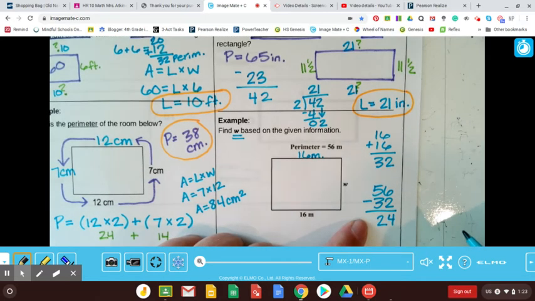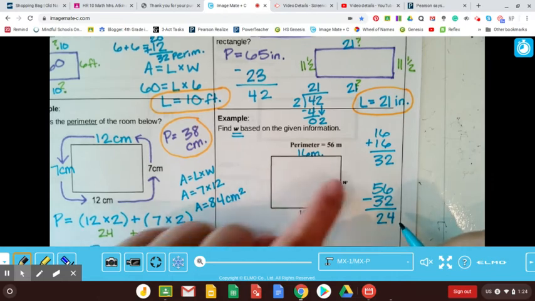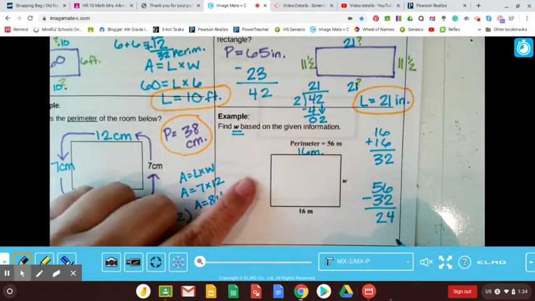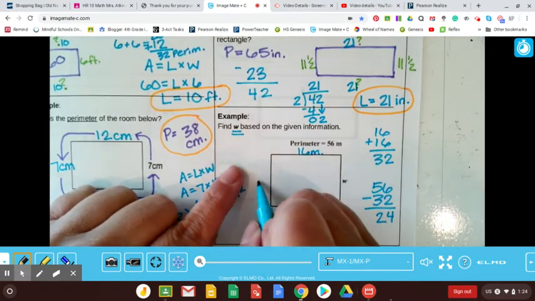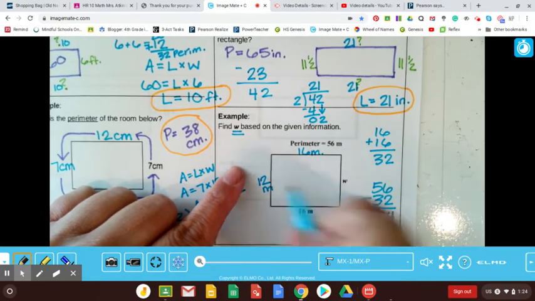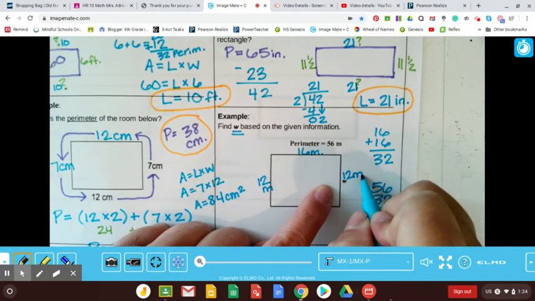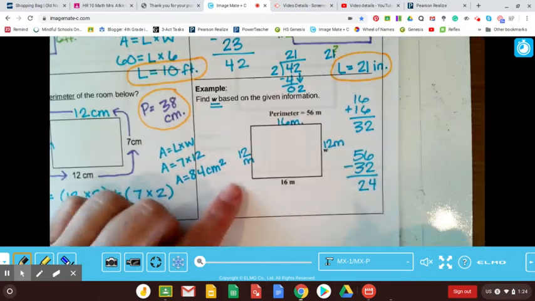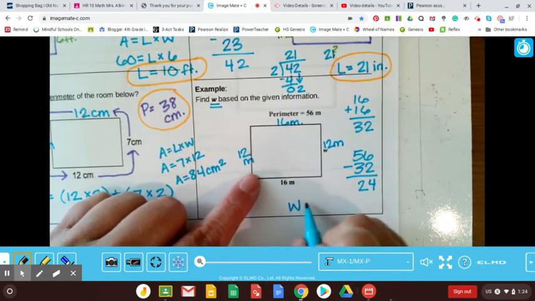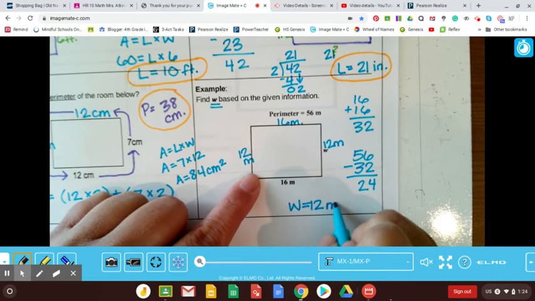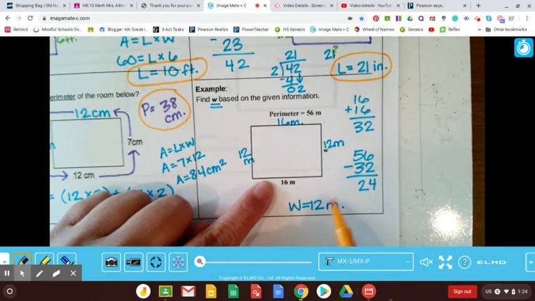Now I have one last step. I need to divide 24 by 2, right? So 24 divided by 2 is 12. So this would be 12 meters, and this would be 12 meters. So my width equals 12 meters, and that is my answer.